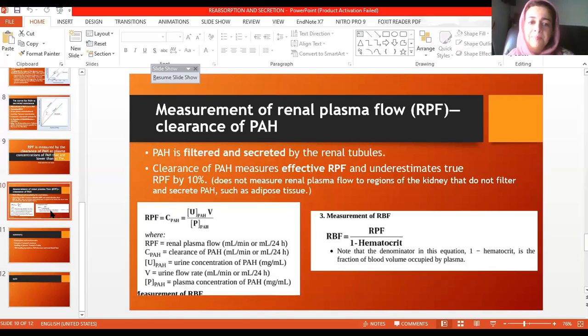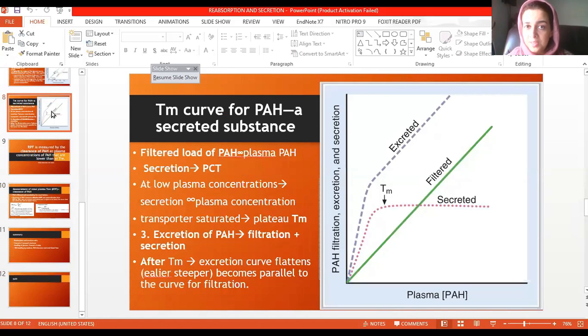Next, the point about the titration curve for PAH. Now, glucose was an example of a substance which was reabsorbed from the nephron. And para-aminohippuric acid is another chemical we use to measure clearance for renal blood flow calculations. This para-aminohippuric acid is secreted by the tubules into the filtrate. So the amount of PAH which will appear in the urine will be greater than the amount of PAH which is filtered. And this is the titration curve for PAH.